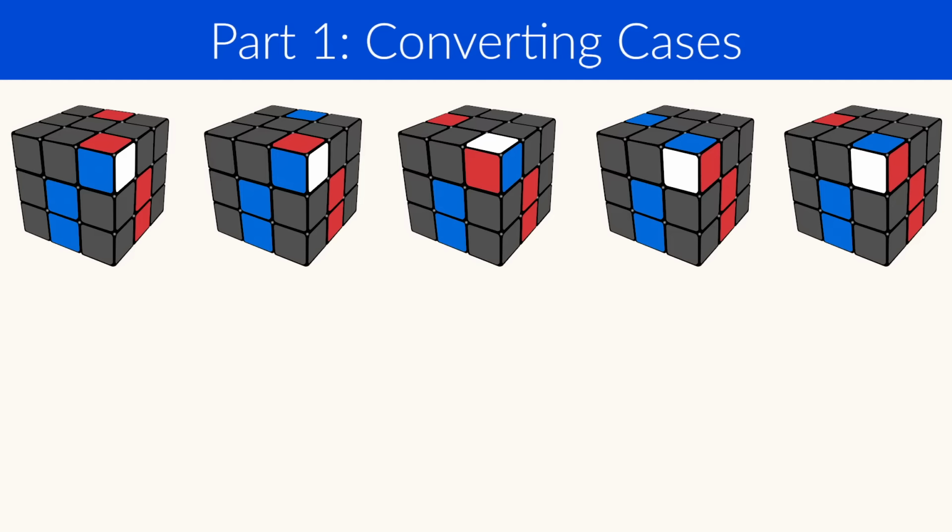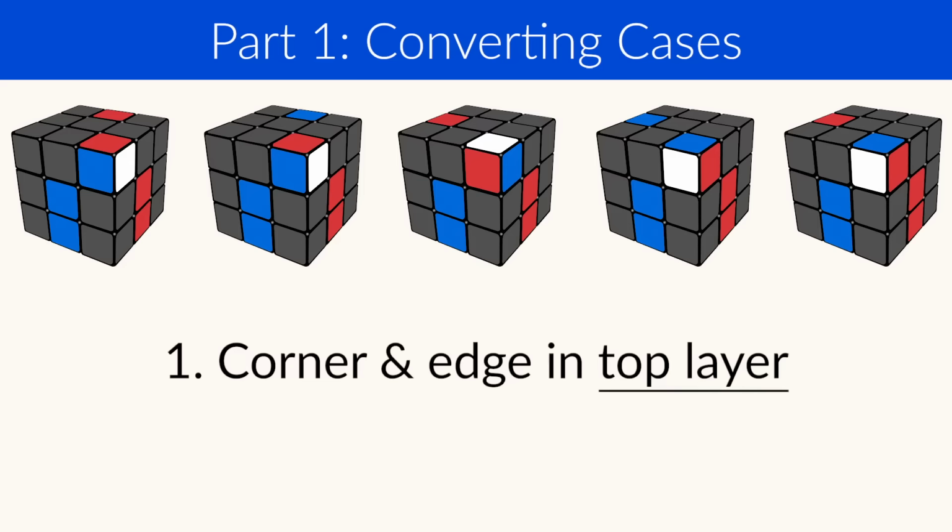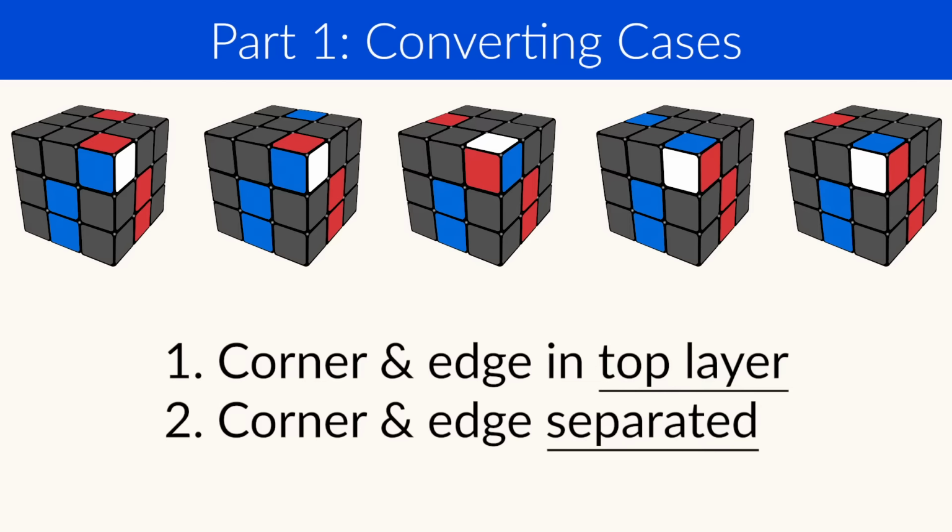And you'll notice that there are 2 main properties that all of these cases have. First, both the corner and edge pieces are in the top layer. And 2, they're both separated from each other. The edge is never touching, or never beside the corner piece. It's always further away from it. And these properties are what determine the 3-step process. Let's get into step 1.